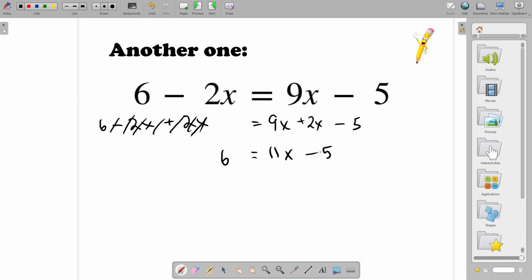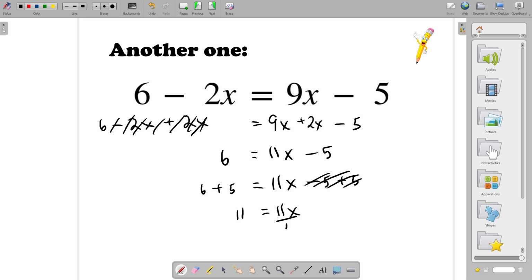Now I'm going to start isolating the x variable, so I'm going to get rid of what's being added or subtracted. So in order to get rid of this negative 5, I need to add 5 so that those will add up to 0. If I do that on the right, I must do that on the left. These add up to 0. I get 11x. 6 plus 5 is 11.